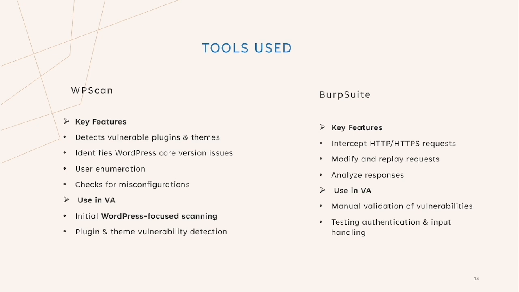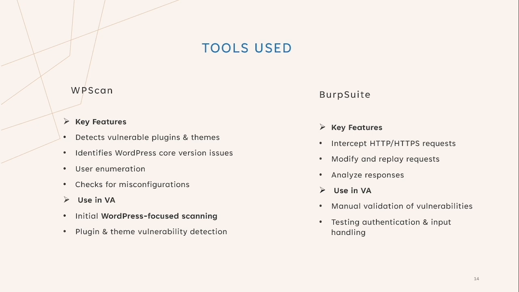First, we use WPScan, which is a specialized tool designed especially for WordPress testing. WPScan helps us identify vulnerabilities in plugins and themes, which are actually one of the most common attack points in WordPress. It also detects issues in the WordPress core version and performs user enumeration, which attackers often use to identify valid usernames. In our vulnerability assessment, WPScan was used for the initial scanning. It gave us a clear overview of potential weaknesses, especially outdated plugins and misconfigurations.